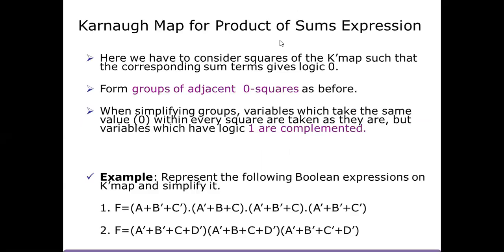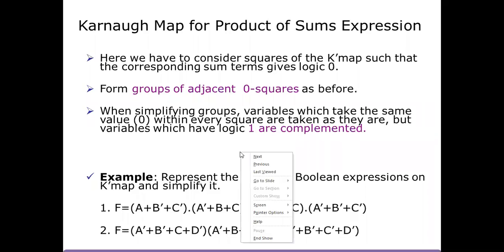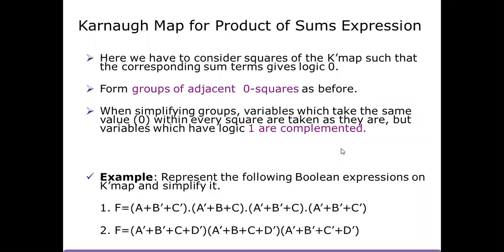Now if you are looking at K-map for product of sums expression, we have to consider squares of the K-map such that the corresponding sum terms give logic 0. So you have to form groups of adjacent 0 squares as possible, as we have done before. When you are simplifying the groups, variables which take the same value 0 within every square are taken as they are, but variables which have logic 1 are complemented. So opposite of what we have done with min terms.